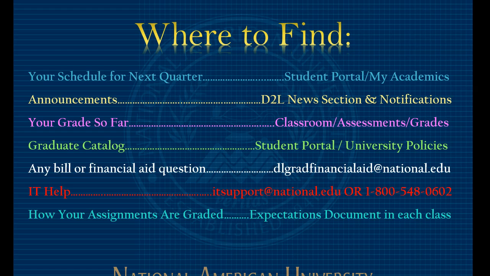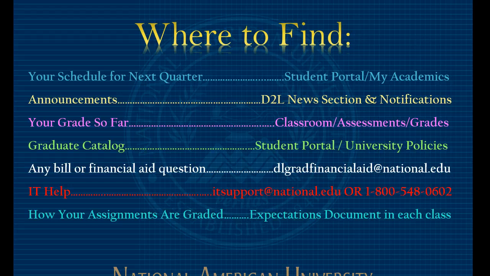In D2L, you can check your grades so far in the classroom by going to the assessment section where you put stuff in the drop box and clicking on the grade selection, and then you can see where you are as far as the instructor's grade book, so you can keep easy tabs on how you're doing in the class. The graduate catalog has the policies about attendance and course requirements, program requirements, graduation requirements, and you can find that in the student portal under university policies.